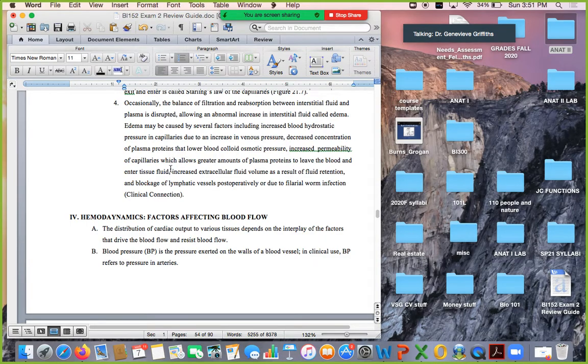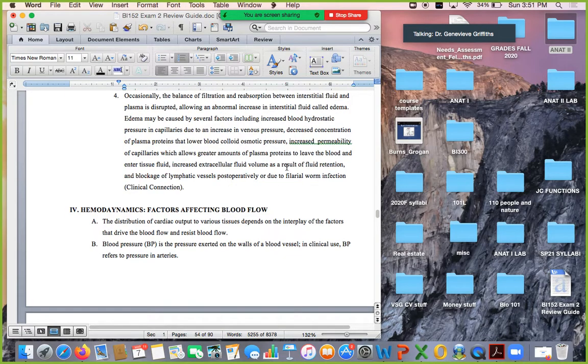So when we have a change of those pressures, it's going to allow a greater amount of proteins, etc., to leave the blood and enter the tissue fluid, and less of it to come back into the blood supply, which ends up retaining fluids and causing a blockage of lymphatic vessels. So it can be due to certain things, as I mentioned previously. It can be due to injury, but it can also be due to infections such as filarial worm infections.